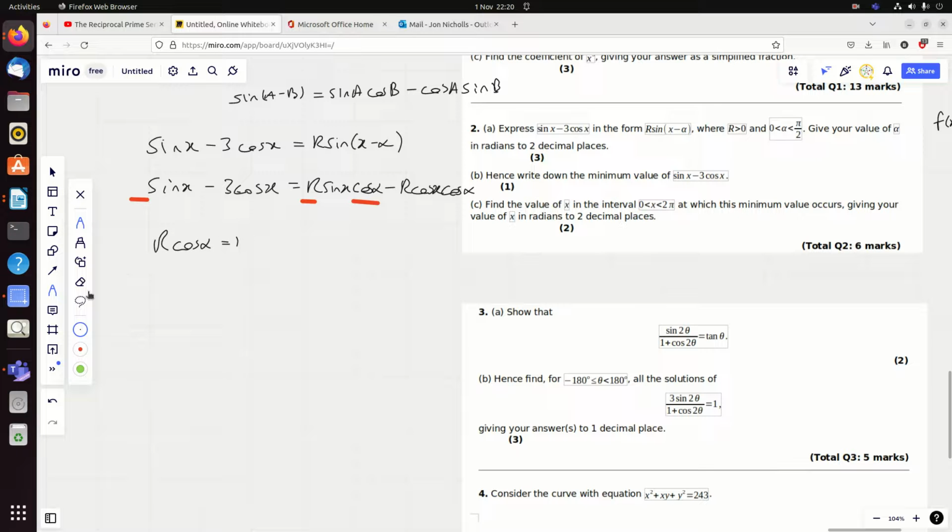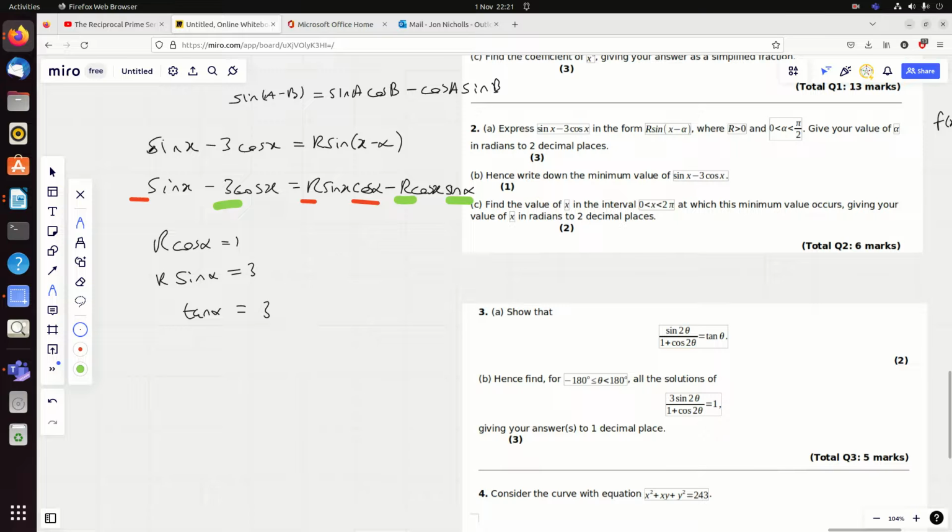And I can also see that my r sine alpha, oh look, I've made a mistake there, I'm making loads of mistakes today. This should be r cos x sine alpha. Dear oh dear. Oh, got the wrong pen. And so I can see now, if I underline this, that not minus 3 here, because there's already a minus there, but 3 equals r sine alpha.